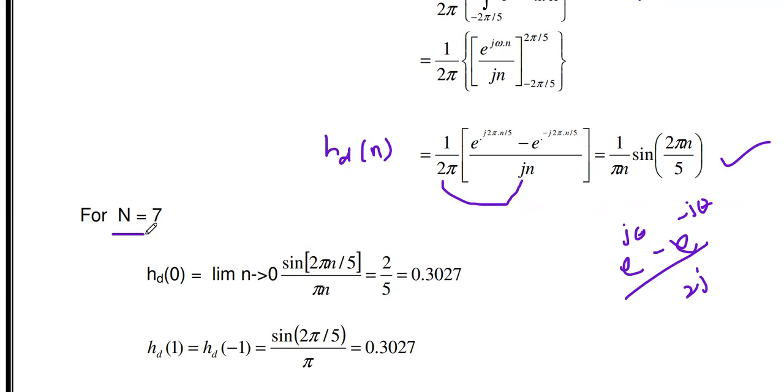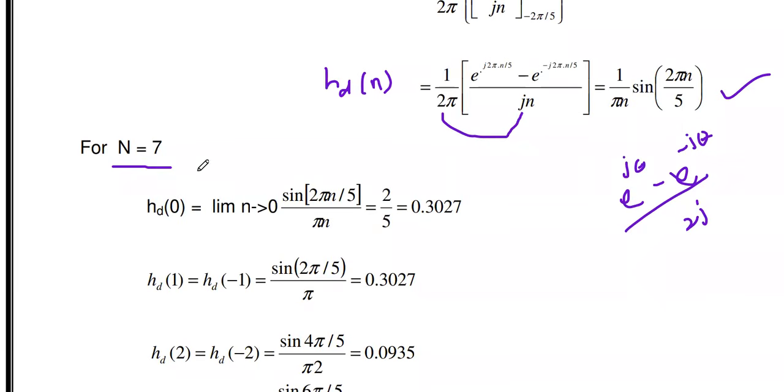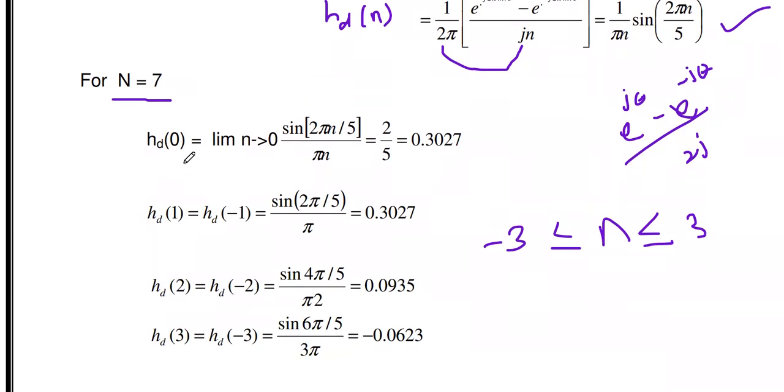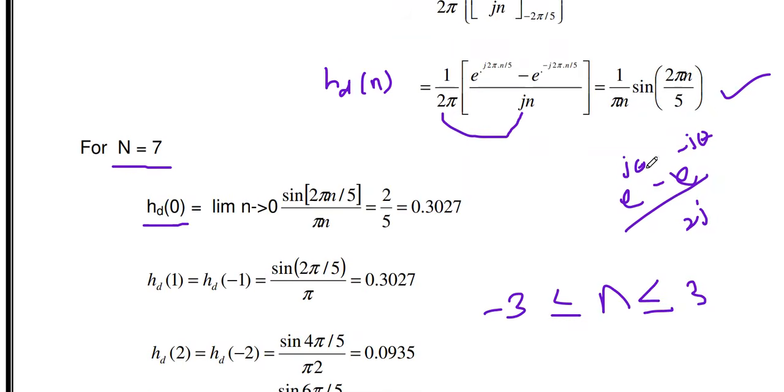But here we want to design the FIR filter for capital N equal to 7. Only 7 samples we are going to find out. So for h_d of n, n is from minus 3 to 3. Okay, so capital N is 7. So for 7 samples we have to find out, for n from minus (N minus 1) by 2 to plus (N minus 1) by 2, we have to calculate the h_d of n. First we are calculating the center value, h_d of 0.